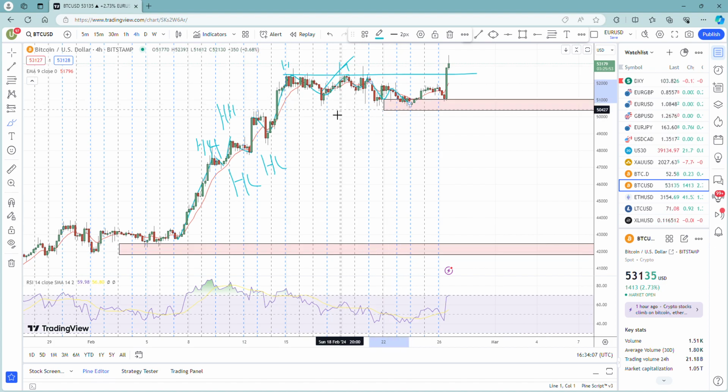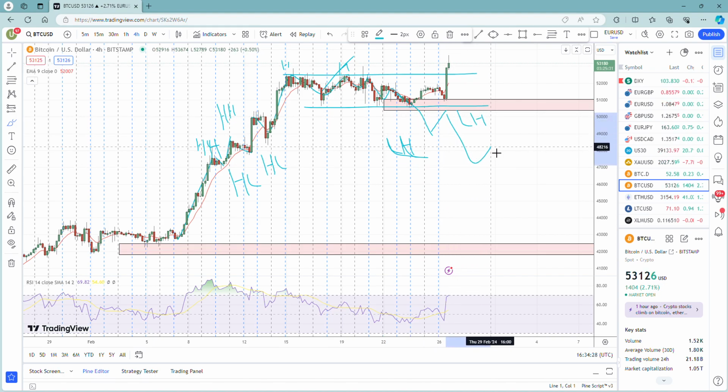It's not bearish yet. It would only be bearish if it was breaching this one. So if it then breached this one, that would be a lower low, sorry. That would be a lower high. Then it would go down.